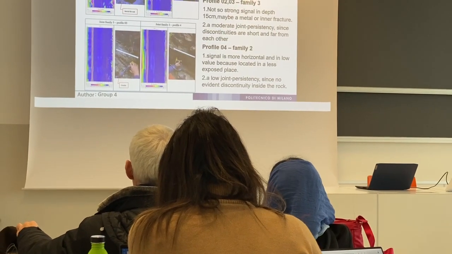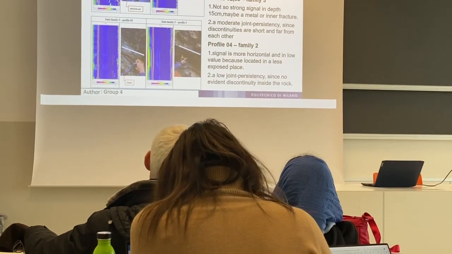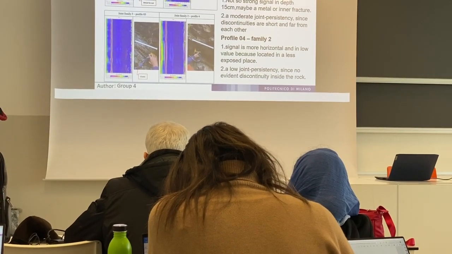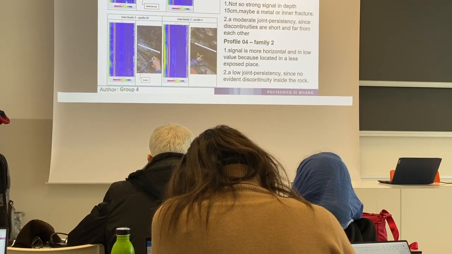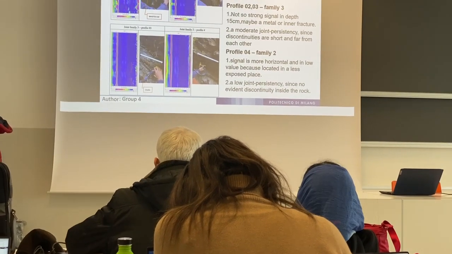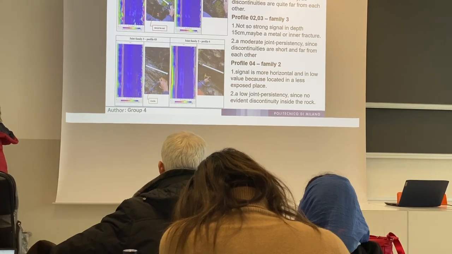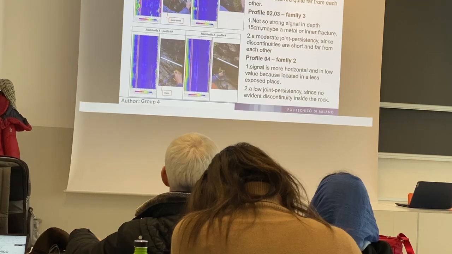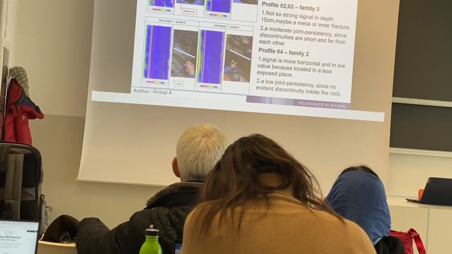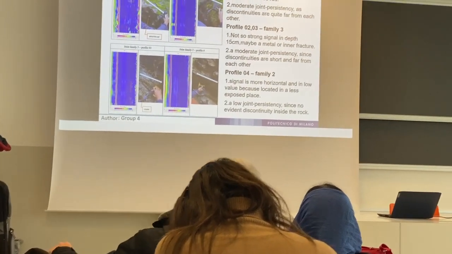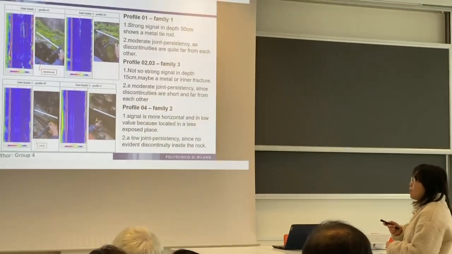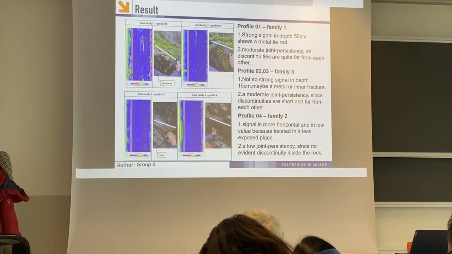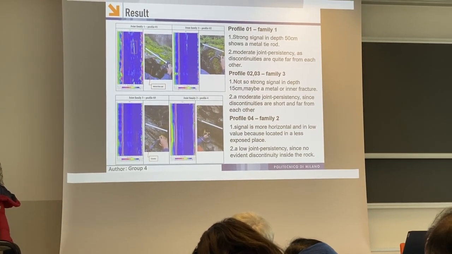And then we analyze the results. We can see that profile 0 corresponds to family 1. Here we can see a very strong signal at a depth of 50 centimeters. Also we can see here, and we can confirm that this signal shows a metal pipe here. During this red line, maybe not so visible, we can make the assumption that this is a moderate joint persistence, as the discontinuities were quite far from each other.